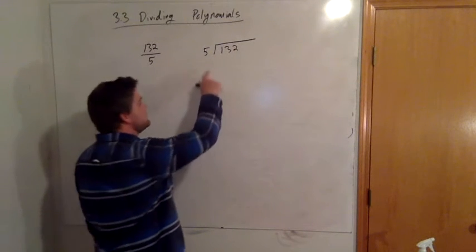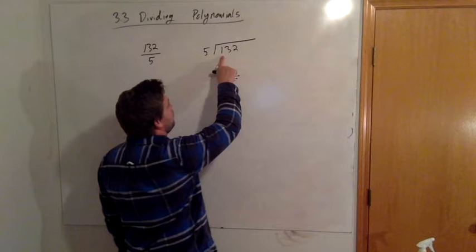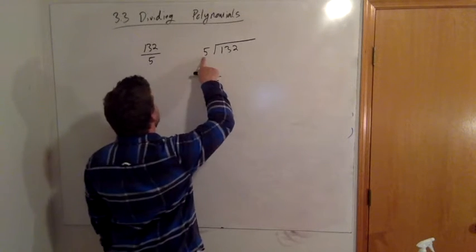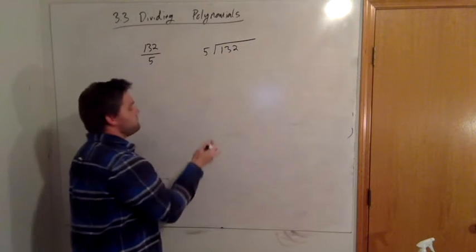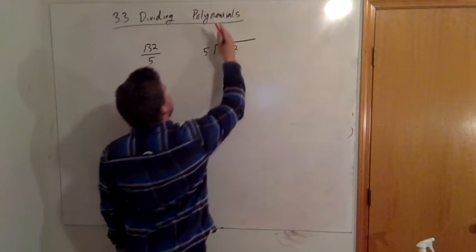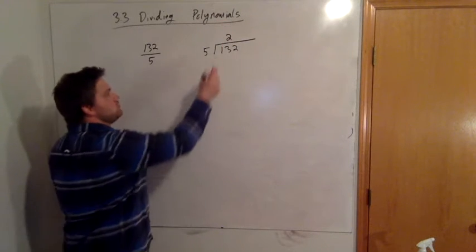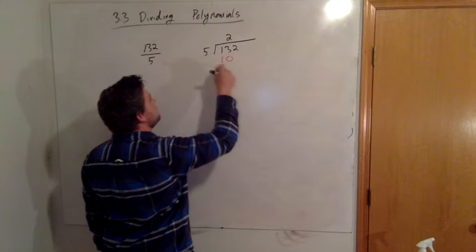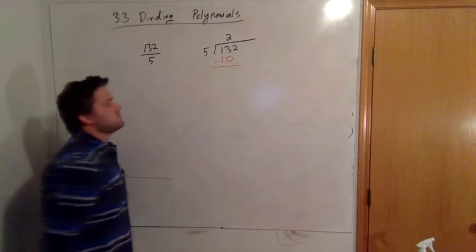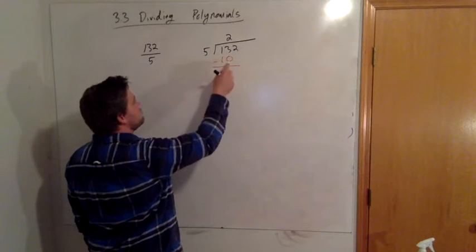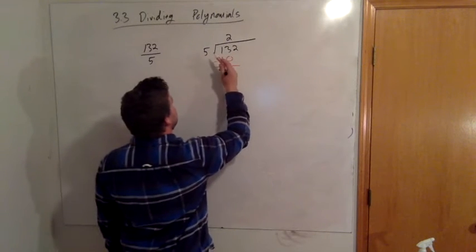So we'll ask ourselves, how many times does 5 go into 1? 5 doesn't go into 1. So we'll ask ourselves, how many times does 5 go into 13? 5 goes into 13 2 times. And then we do 2 times 5, that'll be 10. So we'll record a 10 right here, and then we subtract. So we'll take the 13, we'll subtract 10, and we'll get out a 3.